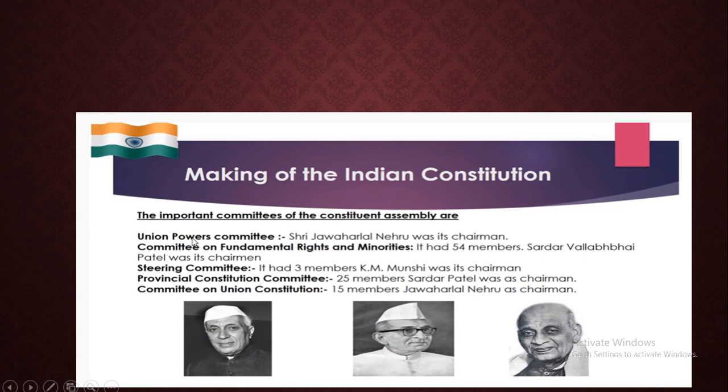For instance, here you find the Union Powers Committee, of which Sri Jawaharlal Nehru was the chairman. The Committee on Fundamental Rights and Minorities was headed by Sardar Vallabhbhai Patel. The Steering Committee had three members, where K.M. Munshi was the chairman. The Provincial Constitution Committee had 25 members, again with Sardar Patel as chairman. And the Committee on Union Constitution had around 15 members, where Jawaharlal Nehru was the chairman.